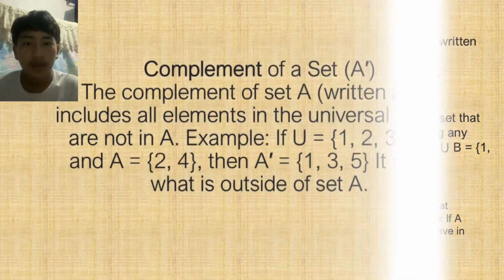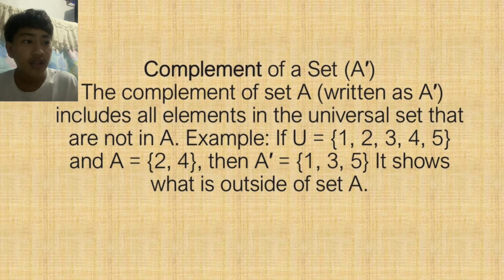Complement of a set. The complement of a set A includes all elements in the universal set that are not in A. Example: if U is {1, 2, 3, 4, 5} and A is {2, 4}, then the complement of A is {1, 3, 5}. It shows what is outside of a set.